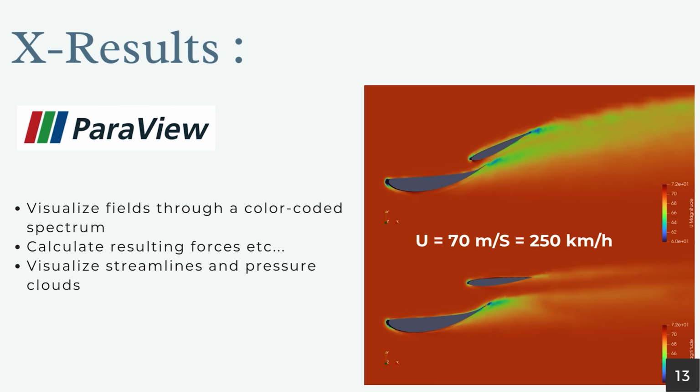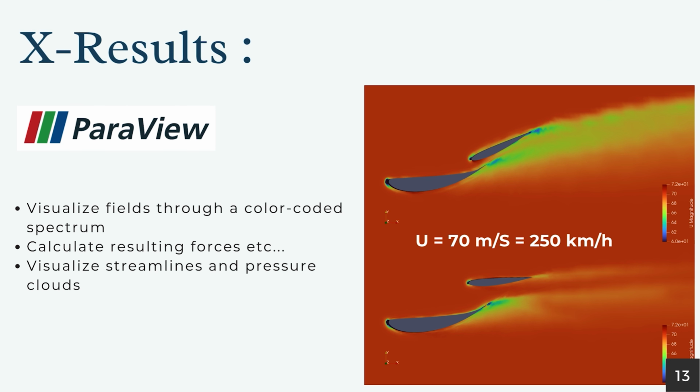ParaView next allows us to visualize the results through a color-coded spectrum. It calculates forces and allows us to visualize streamlines and pressure clouds. On the right, you can clearly see the difference between the DRS closed and the DRS open simulations. You can see that the air slows less when the DRS is open at 250 km an hour. The yellow zones are slower than the red zones.